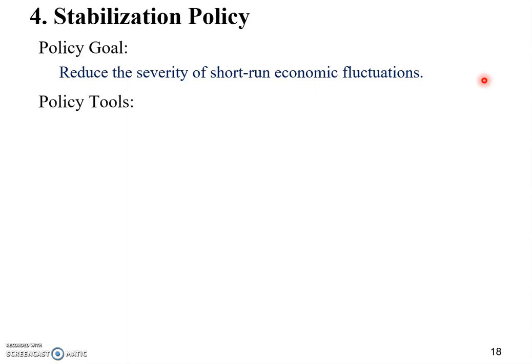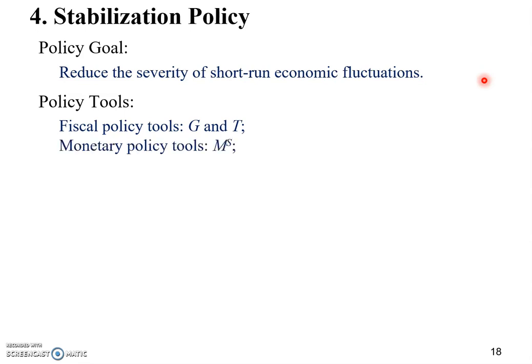Now, the policy tools they have: for the fiscal tools, they have the government spending they could control, or the taxes. They could give tax breaks, or they could change the tax code. That's going to be a long-term change, a more fundamental change. And on the Federal Reserve side, they can use the monetary policy tools to control money supply.